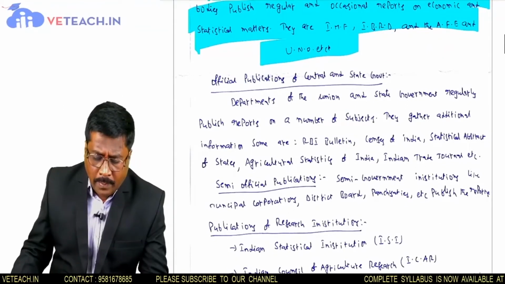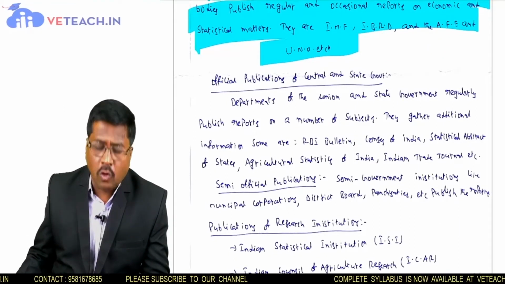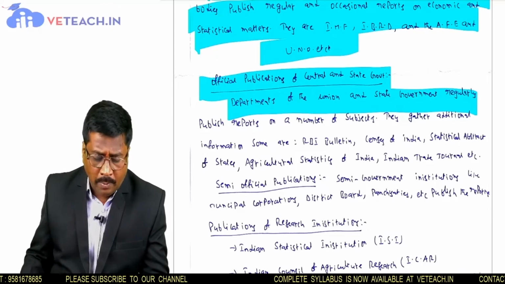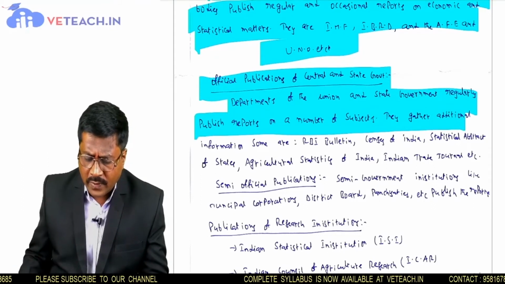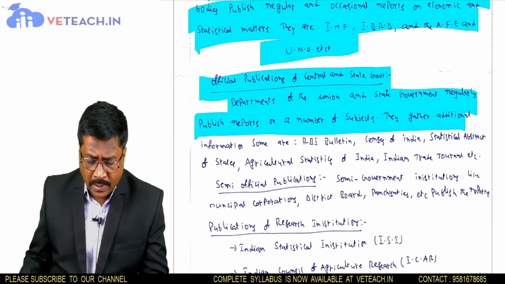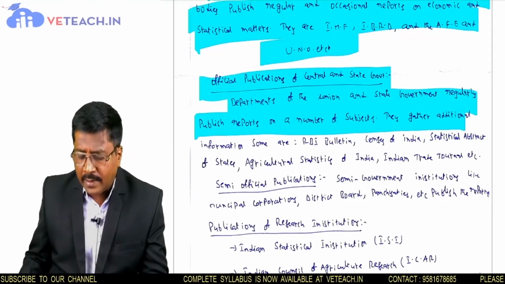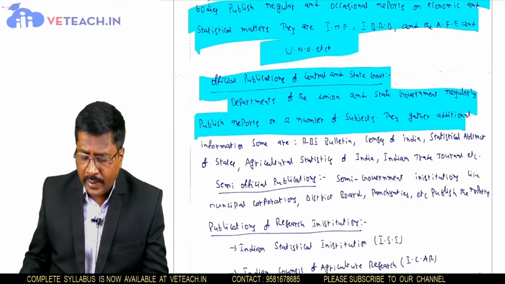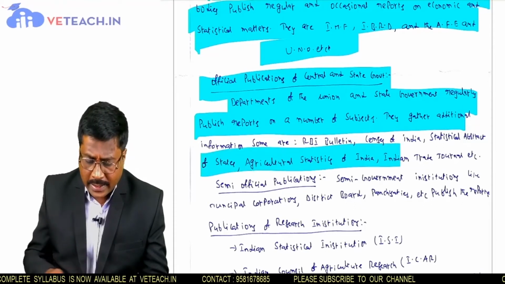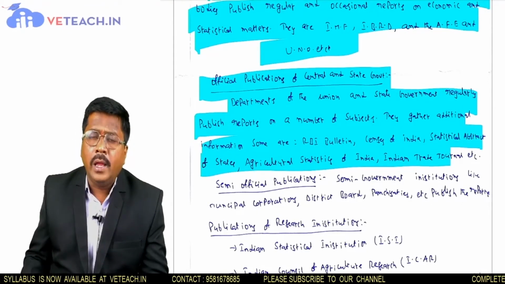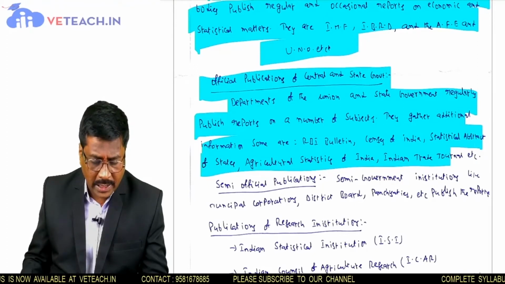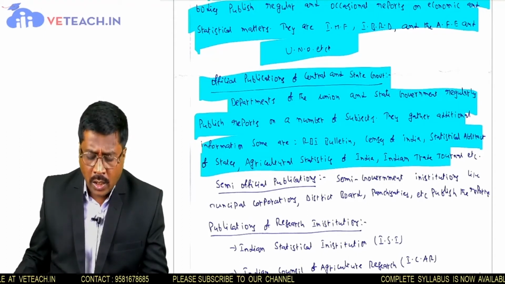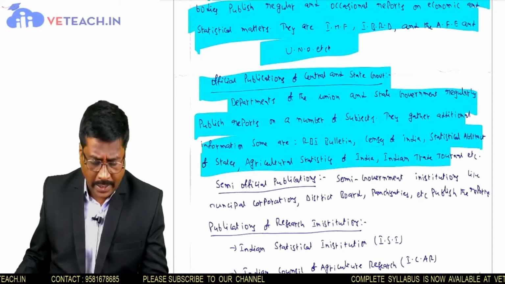Next, the official publications of central and state governments. Here the departments of the union and state governments regularly publish reports on a number of subjects and gather additional information. Some are the RBI Bulletin, the Census of India, Statistical Abstract of States, Agricultural Statistics of India, and Indian trade journals. All these are organized by either the state governments or the central government, and they release data regularly, so from these also we can collect secondary data.